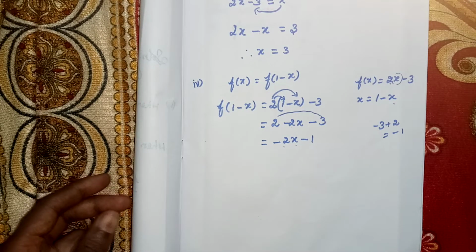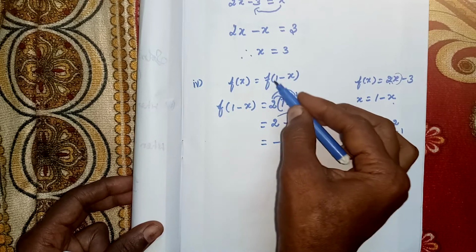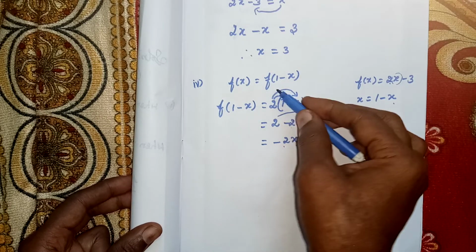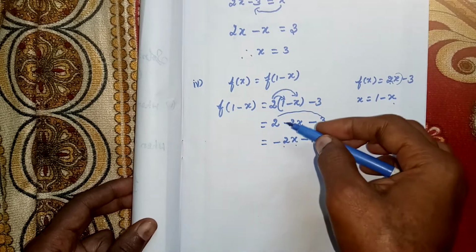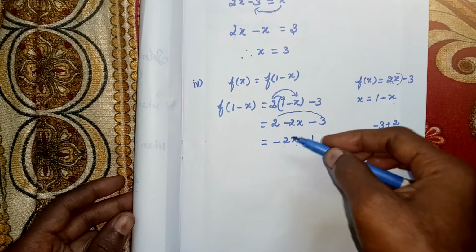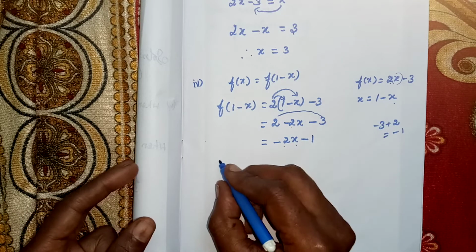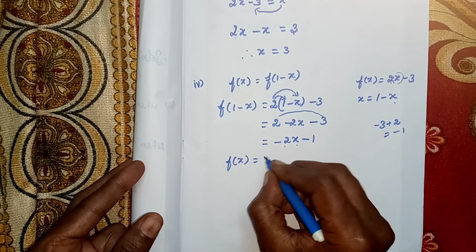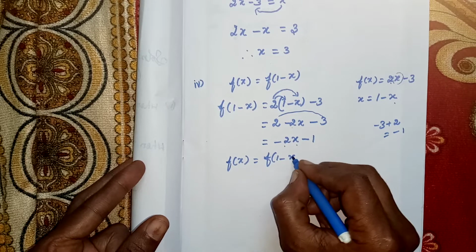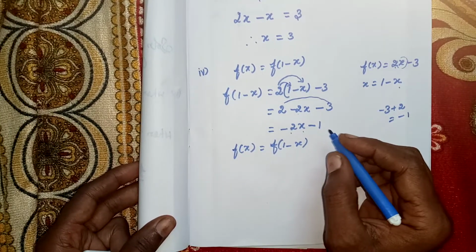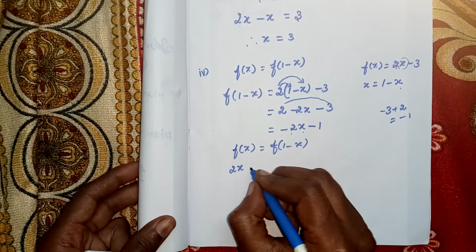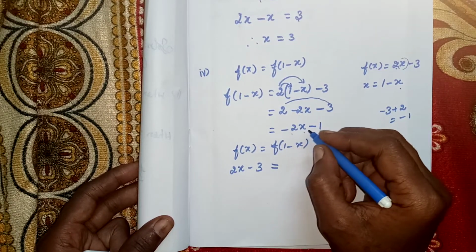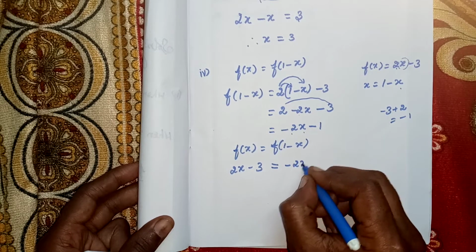Clear students? f of x is equal to f of 1 minus x, given. First, we have to find out separately f of 1 minus x. Then, what is given? Given f of x is equal to f of 1 minus x. Substitute the values. f of x is 2x minus 3, equal to, what is f of 1 minus x? Minus 2x minus 1.